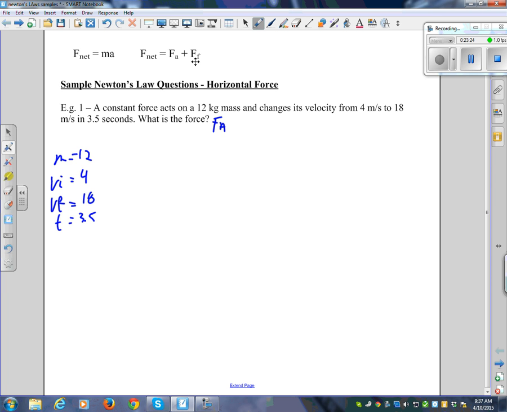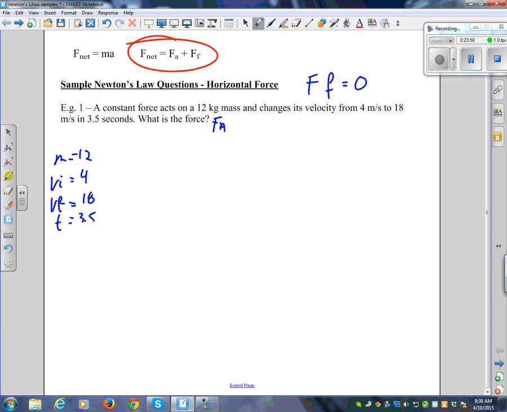I'm looking for FA. Which formula is going to be the last one I'm going to use? That one's going to be the last one. Okay? Is there friction here? It doesn't say anything about friction, does it? There's always friction, but if it doesn't say frictionless, and it doesn't say there is a friction, the only assumption that you can make is that the friction force is 0. That's the only thing you can assume. You can't just say, well, I don't know what friction is, so I'm quitting.